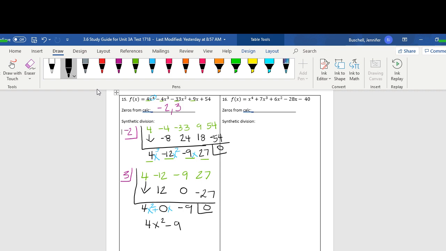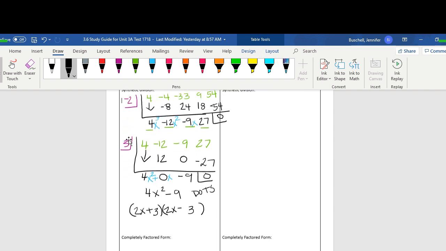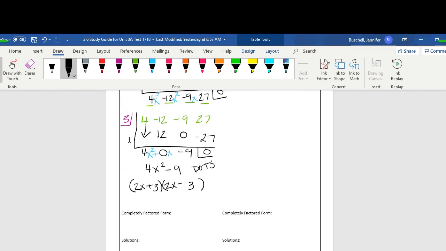And I'm going to factor. I don't have any more solutions to do synthetic division, so I'm looking at my leftovers and I can factor it by difference of squares. So the square root of 4x squared is 2x. The square root of 9 is 3. One plus, one minus. So we have just found my other 2 factored forms.